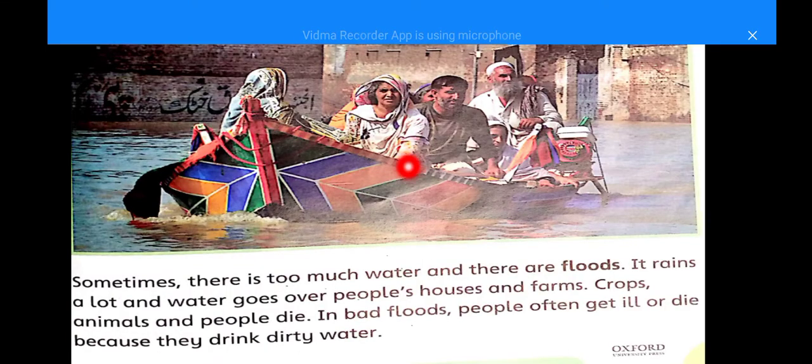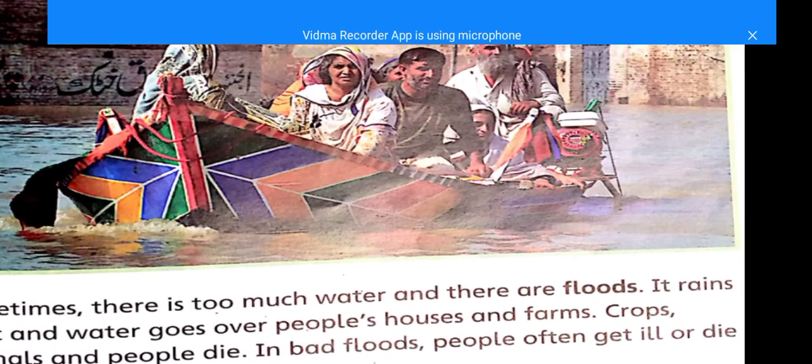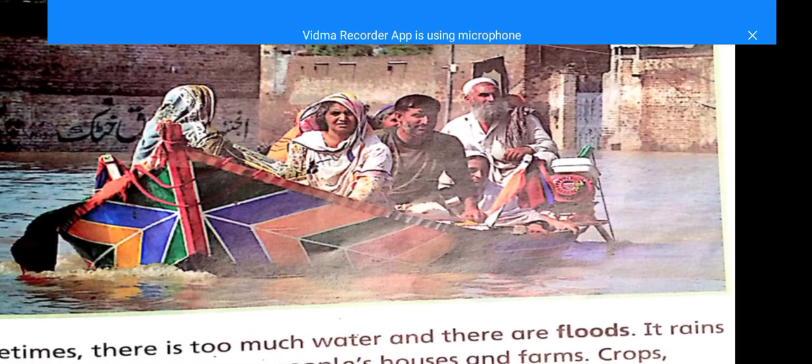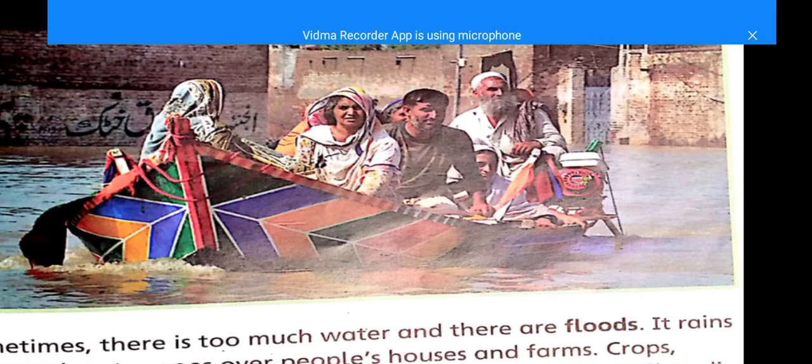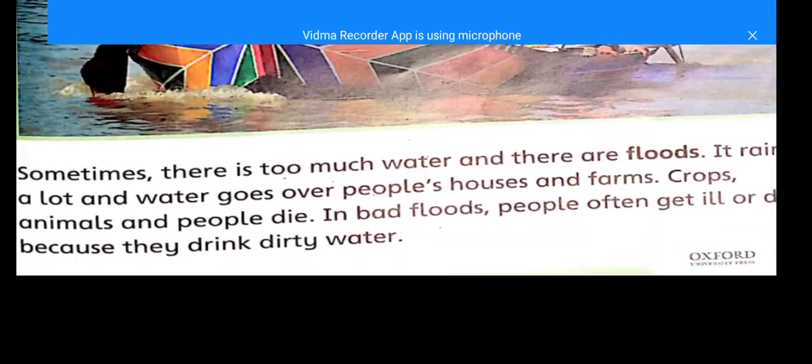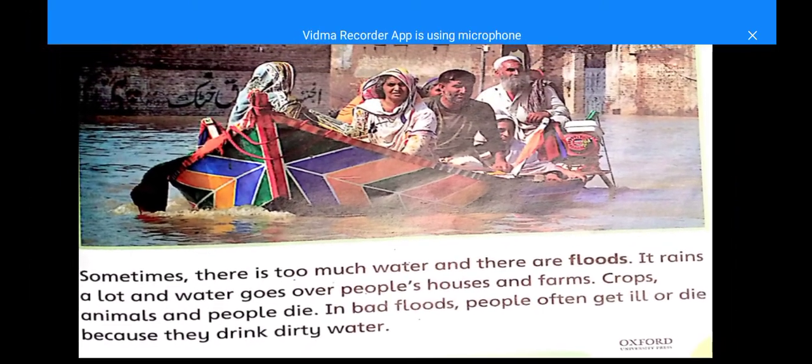Here you can see a picture that there is a lot of water, and it is not a stream or a lake or a river. It is a road that is covered by the water, and you can see that people are traveling in a boat on this. And behind them you can see that the houses are even covered with the water. Water has overcome them.